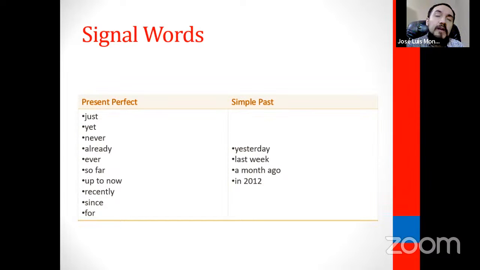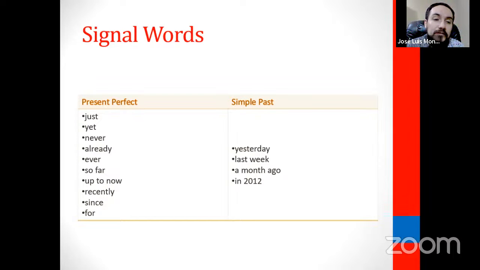Never, an affirmative form with a negative meaning. I have never bought, I don't know, a soccer ball. I have never bought a soccer ball. So again, negative meaning, but it's "I have never." The word never is what gives it a negative connotation. Then ever, mainly for questions. Have you ever, I don't know, been to Europe?